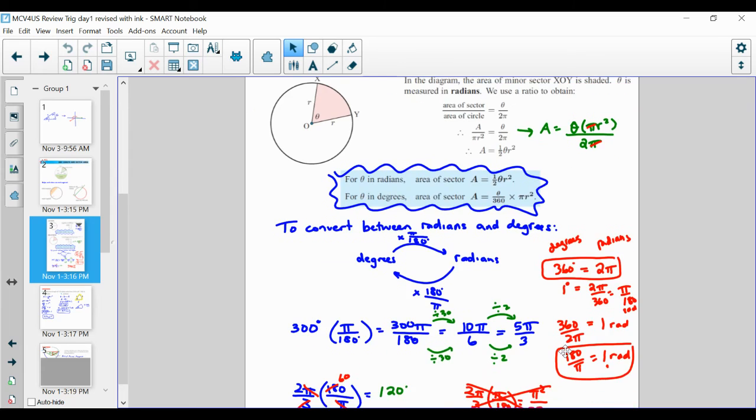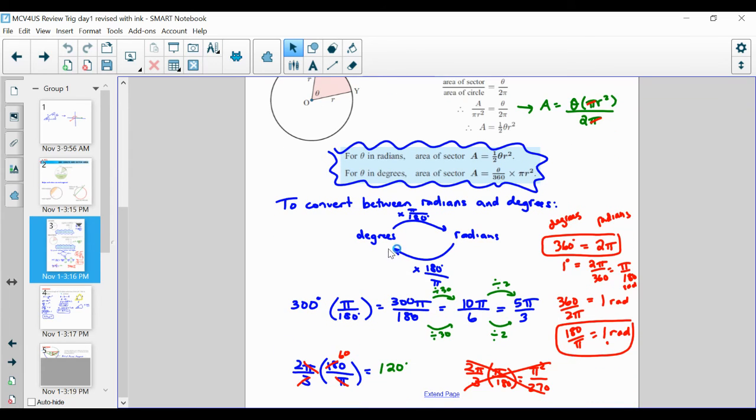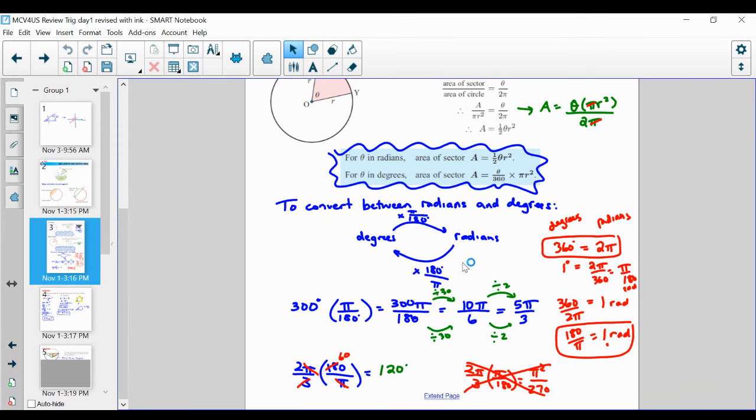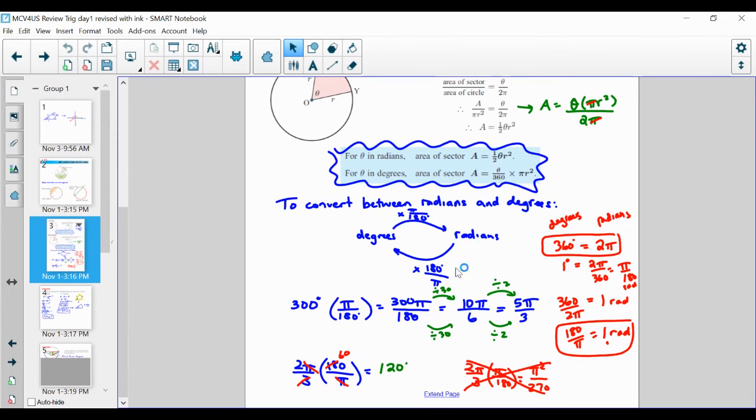Okay. So just a little review here. Degrees to radians, we multiply by pi over 180 because we're trying to get that pi into our expression. For radians to degrees, we multiply by 180 over pi. Okay, so just one quick example here.